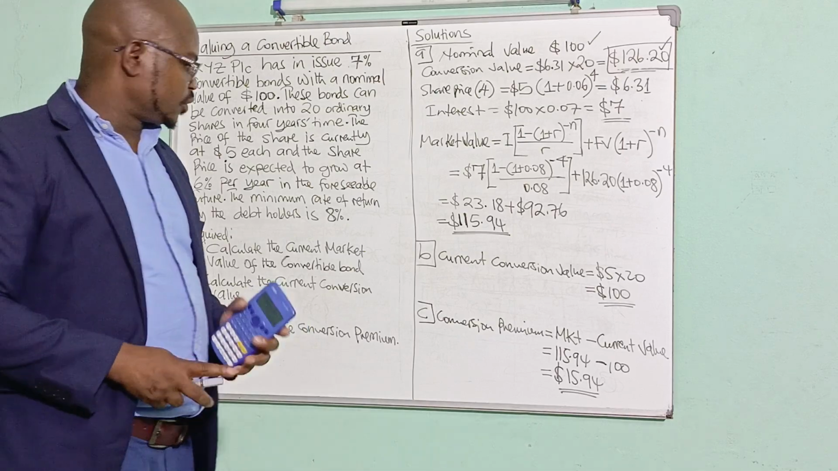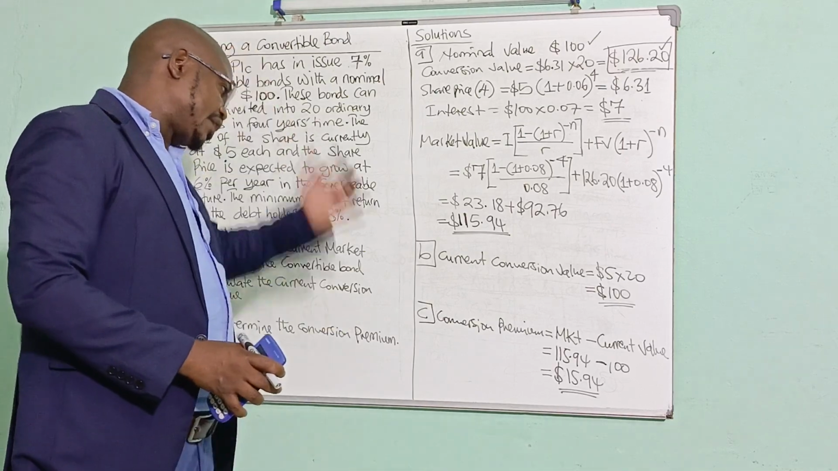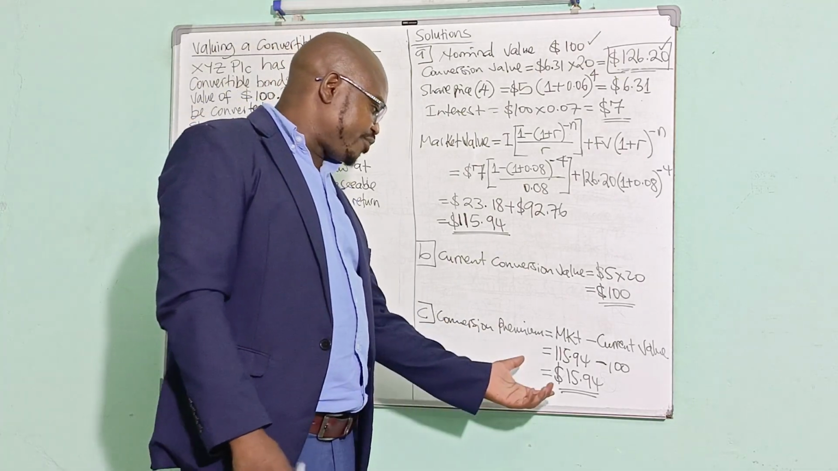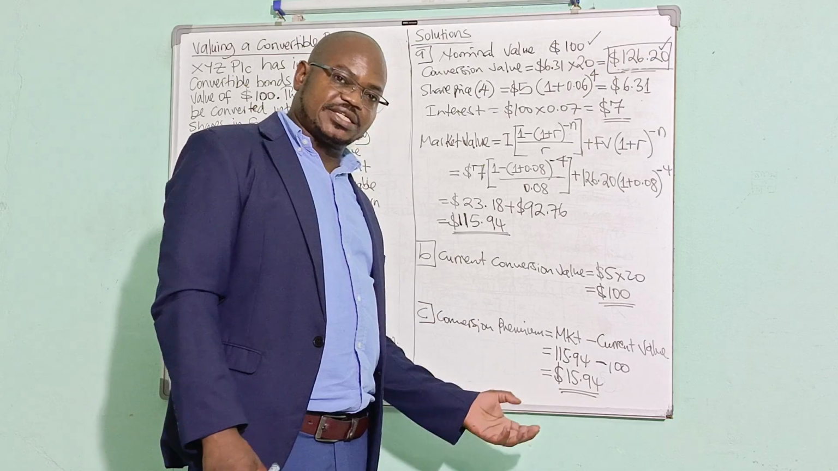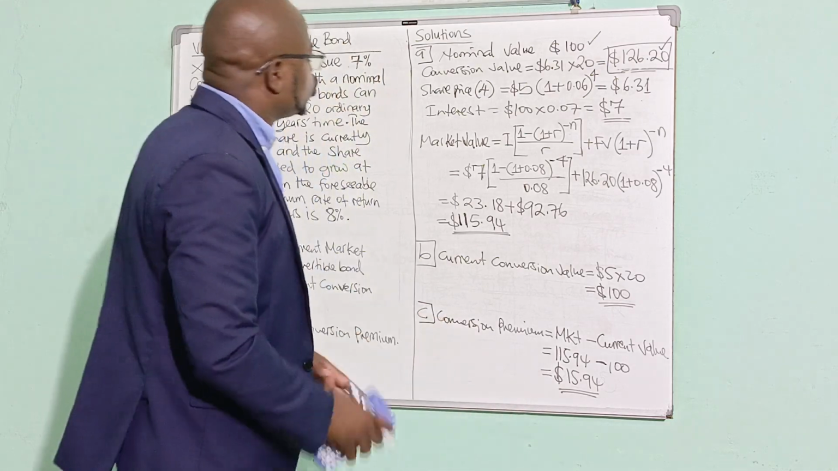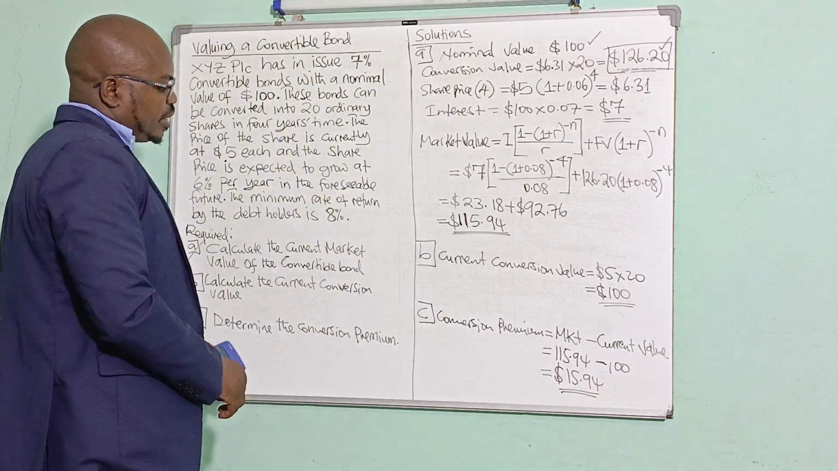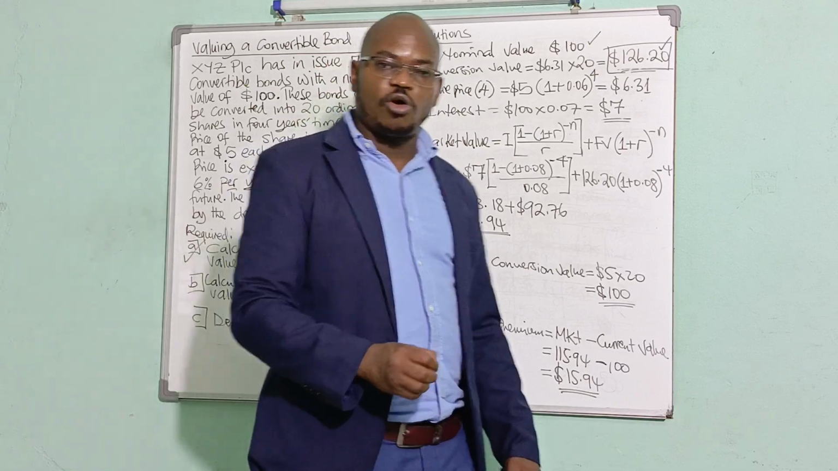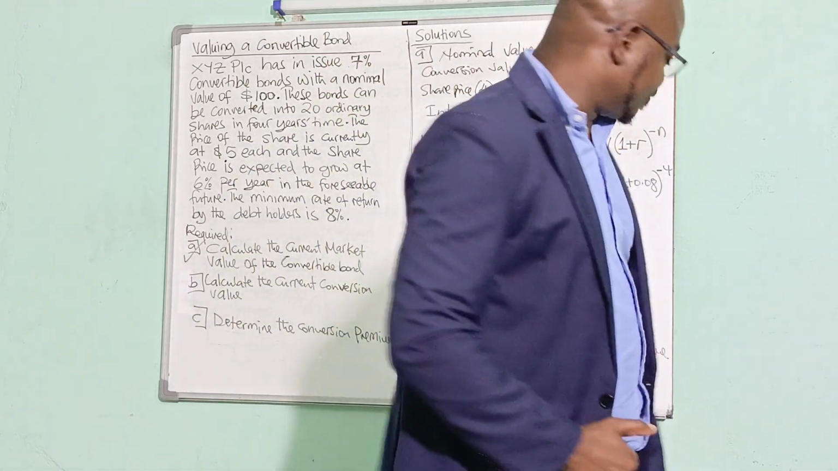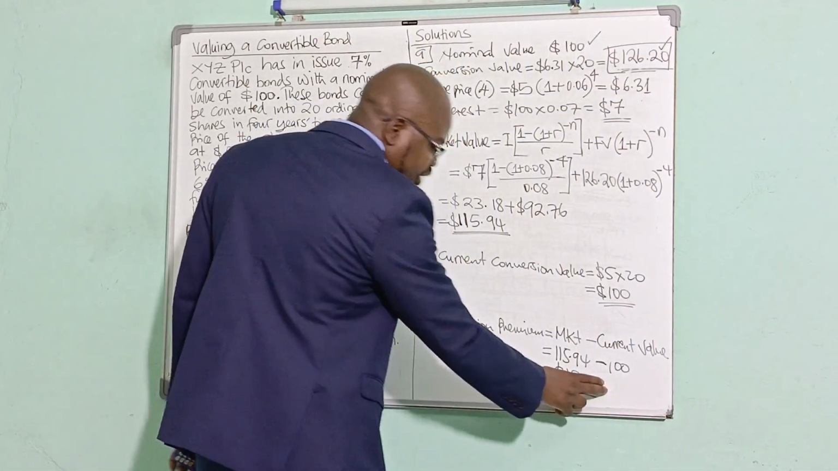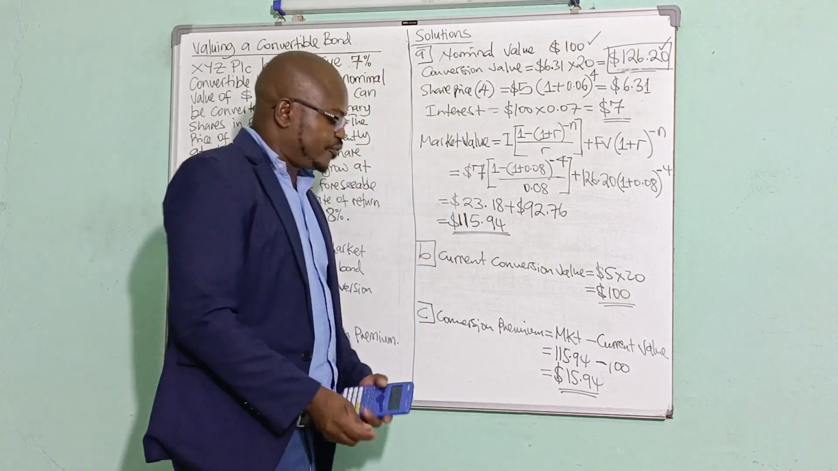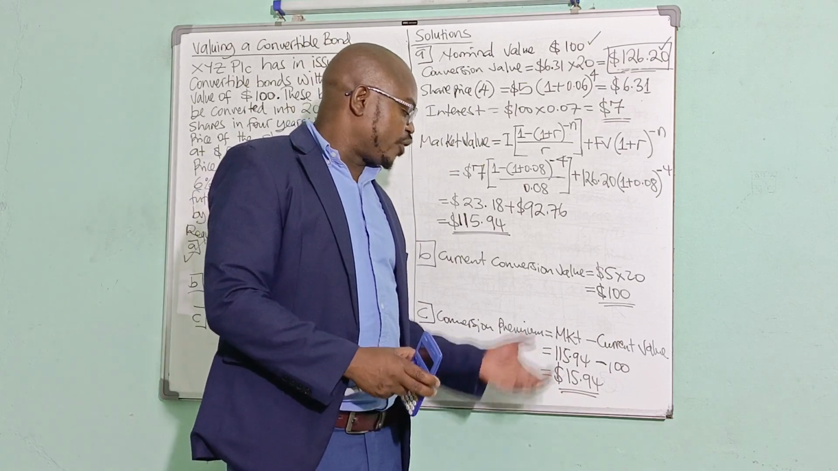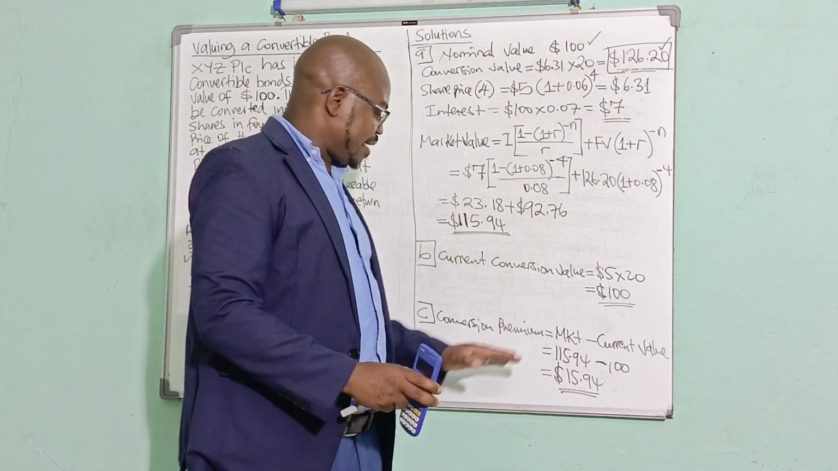15.94. Some examiners would actually ask you to interpret the conversion premium. The conversion premium simply indicates by how much the share price should grow for the conversion option to become what? Attractive. So at least the share price should rise by 15.94 for the conversion option to become what?